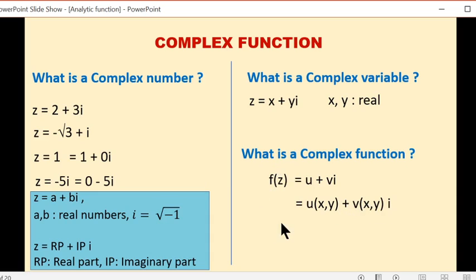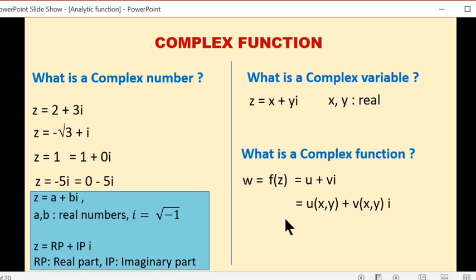Okay, so in this topic also we will be dealing with complex functions only. So we'll see examples of these functions as we are doing the chapter. That is why I have not taken any specific examples over here. Now another notation for complex function is w.